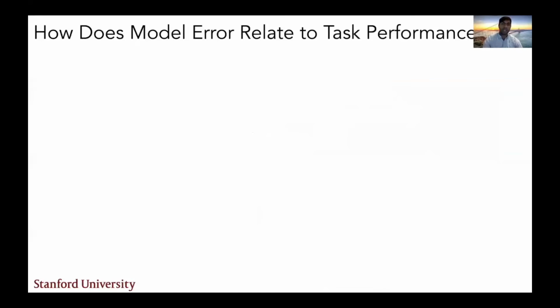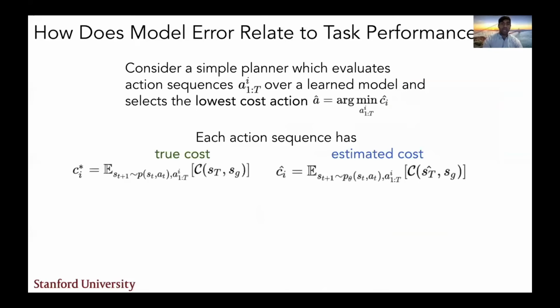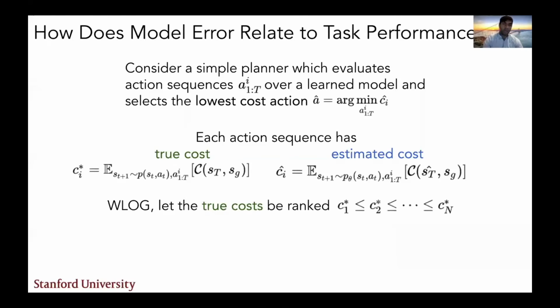We begin by investigating the relationship between model error and task performance. In this setting, we will consider the following assumptions. Specifically, that we're using a simple planner which evaluates action sequences over a learned model and selects the lowest cost action. Each action sequence will have a true cost in the environment as well as an estimated cost on the model, which will be affected by model error. Without loss of generality, let the trajectories be ranked as shown.